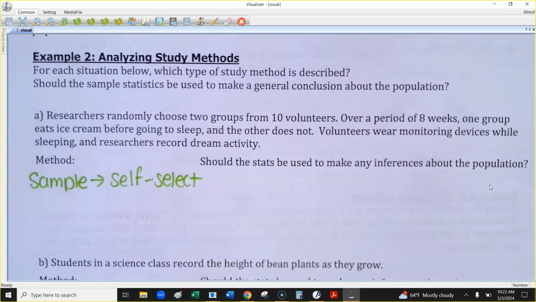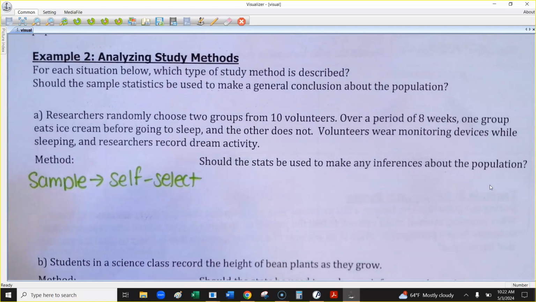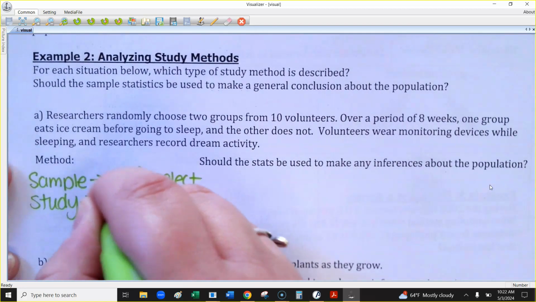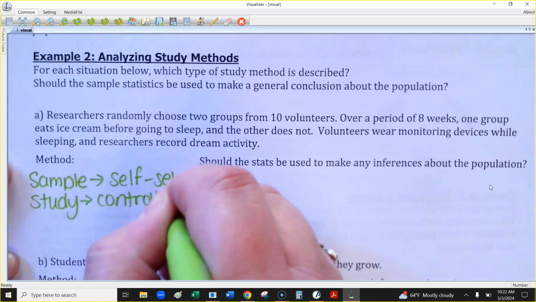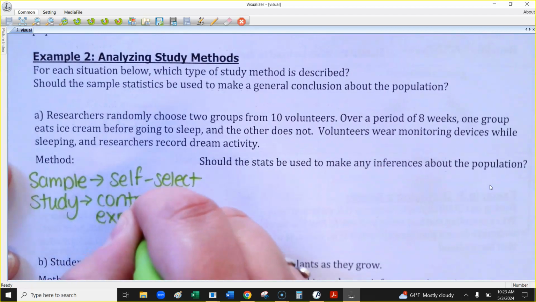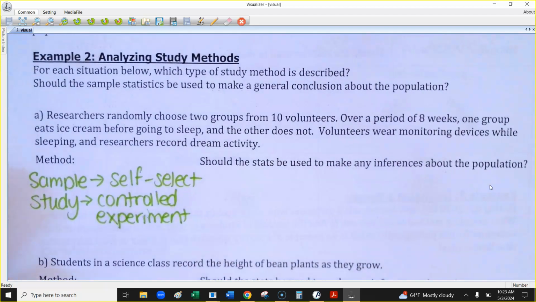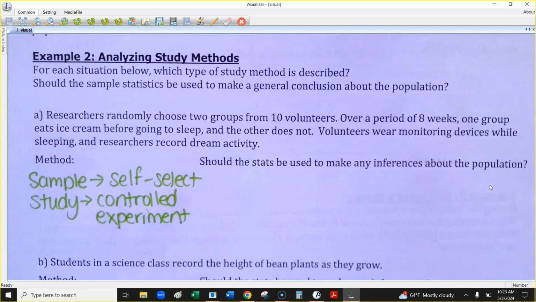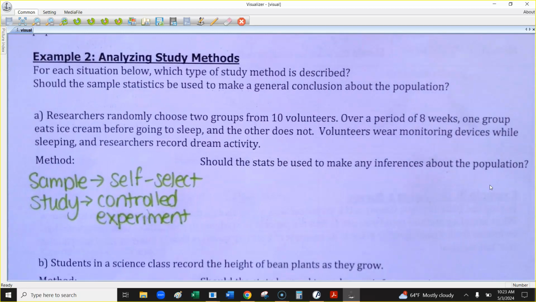Controlled experiment, because one group's going to eat ice cream and one group is not. So the study here, this is your controlled experiment. Okay, so I have volunteers of 10 people. We're going to put them into two groups randomly. Half of them are going to eat ice cream and half of them are not. If I study this and I collect data, do you think this would be valid to use this data to make a conclusion about how ice cream affects your dream activity?